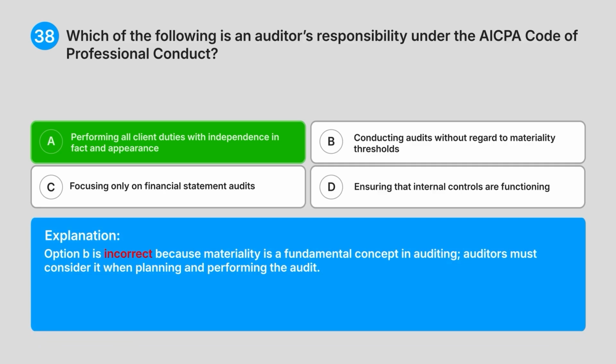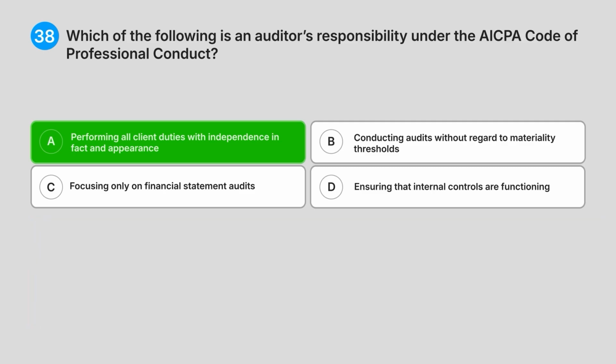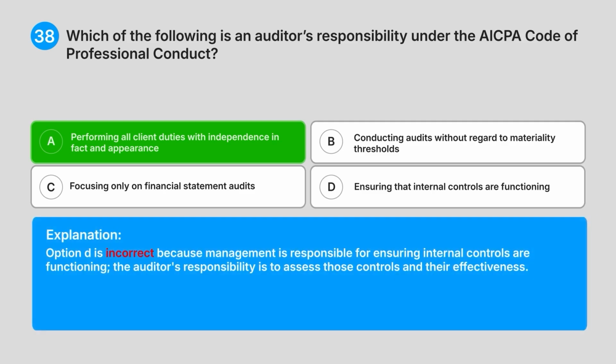Option B is incorrect because materiality is a fundamental concept in auditing. Auditors must consider it when planning and performing the audit. Option C is incorrect because CPAs perform many services besides financial audits, such as tax, consulting, and review services, all of which are covered by the Code of Conduct. Option D is incorrect because management is responsible for ensuring internal controls are functioning. The auditor's responsibility is to assess those controls and their effectiveness.